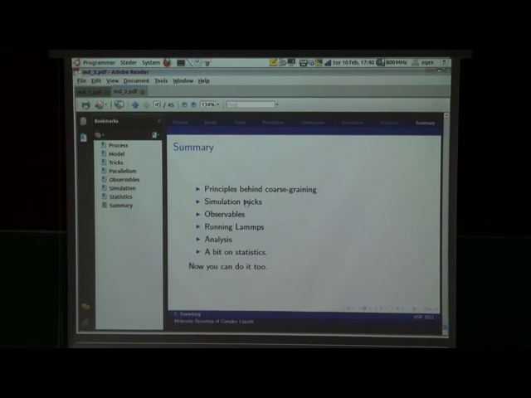Right, so to summarize what I've done, I've discussed coarse graining and how to make models. I've introduced some of the tricks that you need to know when you do simulations, because these are parameters that you specify when you run it. I discussed a few of the observables that we are interested in for Lennard-Jones liquids. I showed you how to run simulations, analyze the results, and this warning about statistics. Right, so now you can do the Lennard-Jones liquid too.